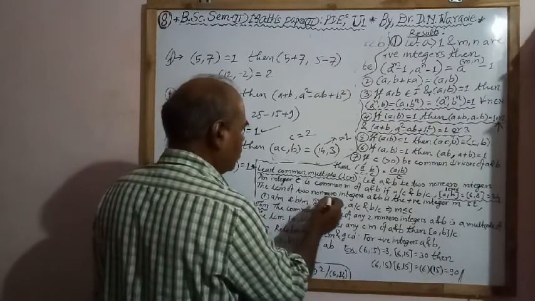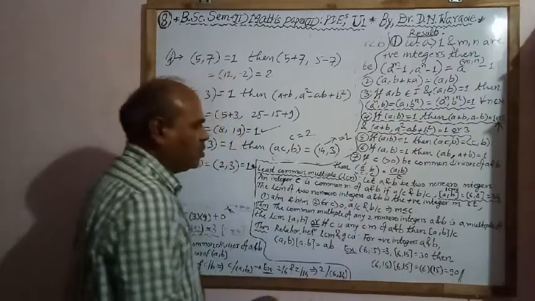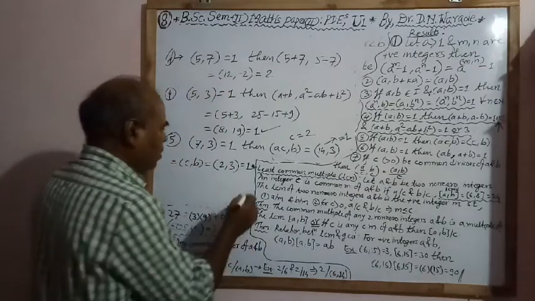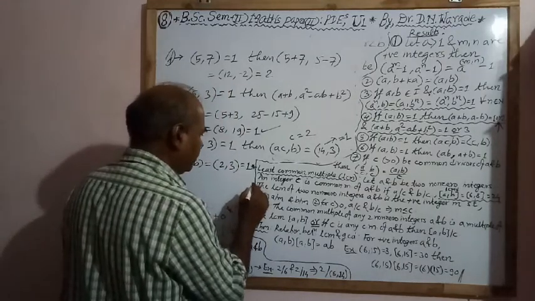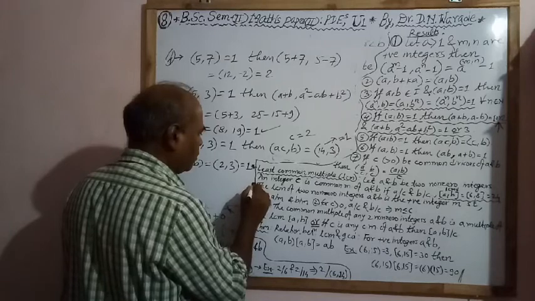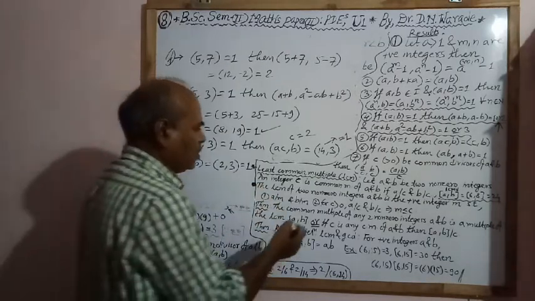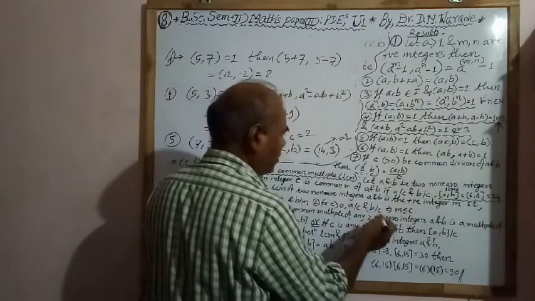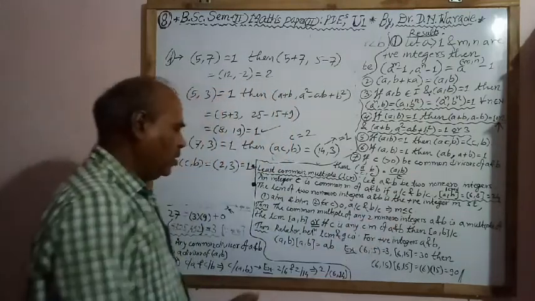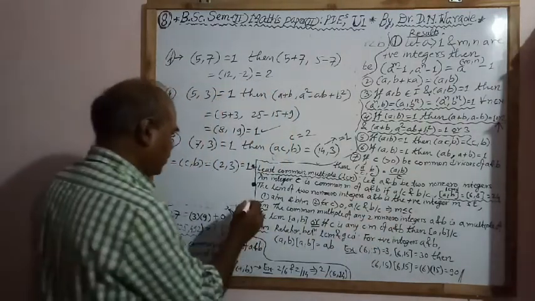The LCM of two non-zero integers A and B is the positive integer M such that, which is the second definition, A divides M, B divides M, and for C greater than 0, if A divides C and B divides C, this implies M is less than or equal to C, which is the second definition.